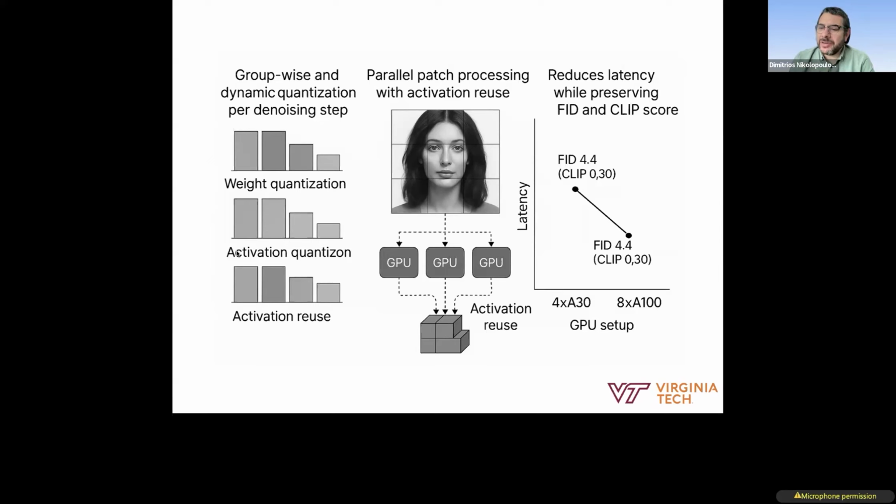And we have some preliminary results on A30 and A100 nodes where we see some meaningful reductions in latency while retaining quality metrics like the FID score and the CLIP score. These are quantitative measures of the compatibility of image and caption pairs. And CLIP is a measure of compatibility as well.